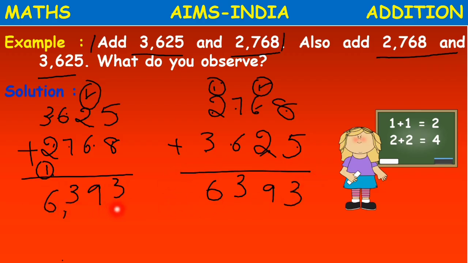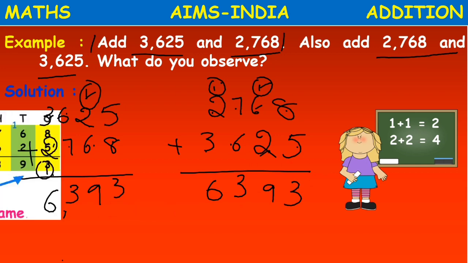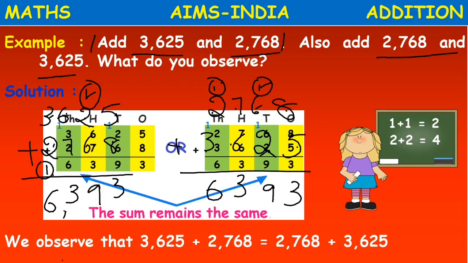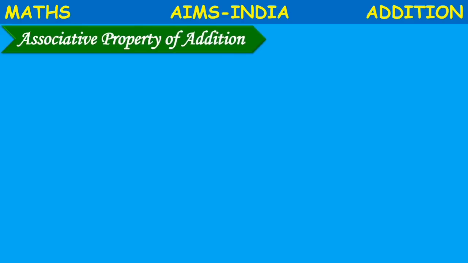Yes, children, the answer is 6393 only in both the cases. Yes, the answer sum remains the same. So this is called the commutative property of addition. What did we observe? We observed that 3625 plus 2768 is equal to 2768 plus 3625. Yes, the order is changed but the sum remains the same. Understood, children? I hope this was clear.